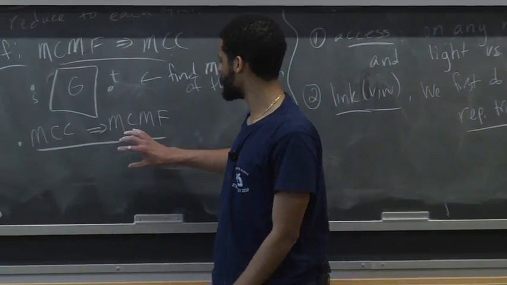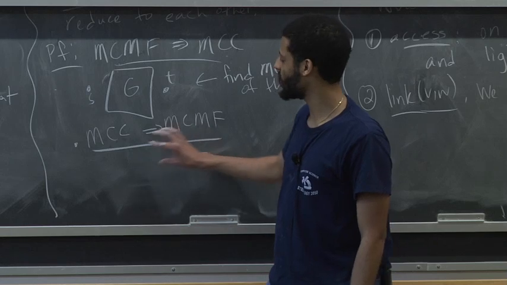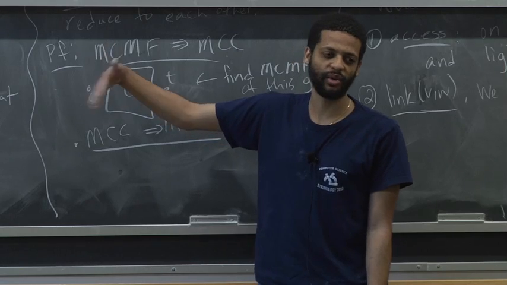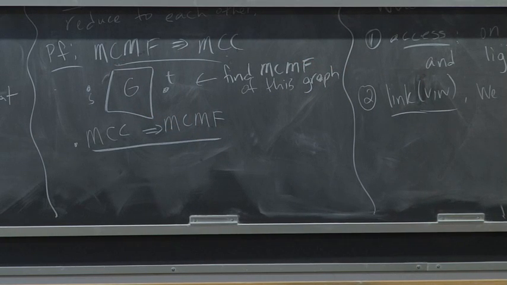So that says that if you can solve min cost circulation, you can solve this by calling this subroutine many times. The number of times we need to call it would be proportional to the actual max flow value. But I claim there's a way to do things where you only call it once.